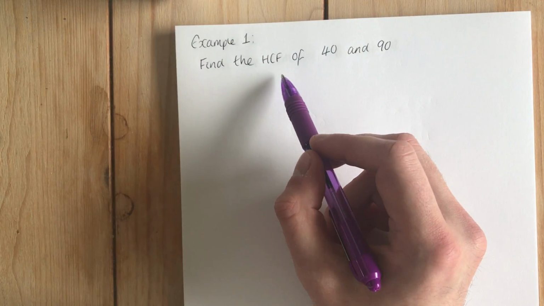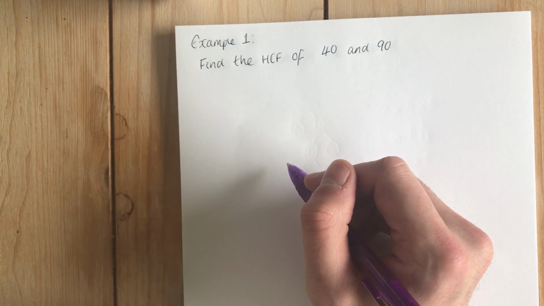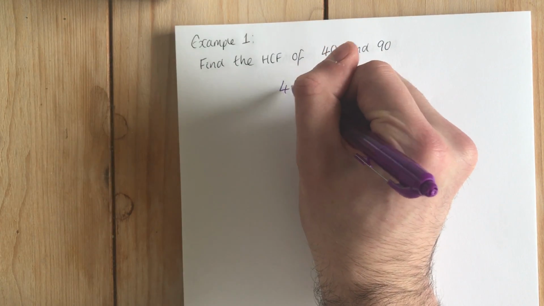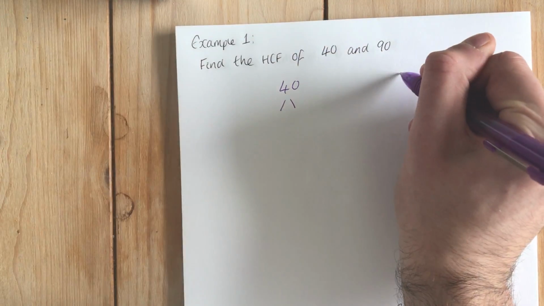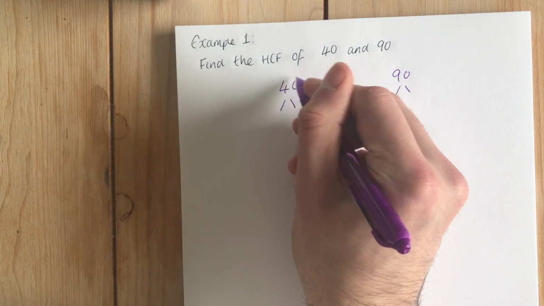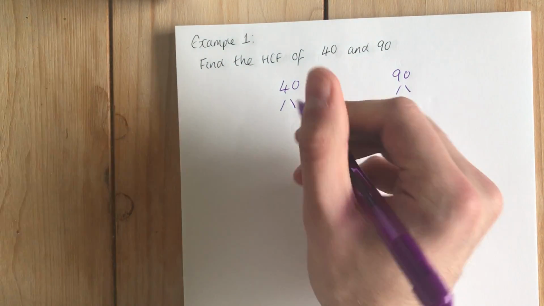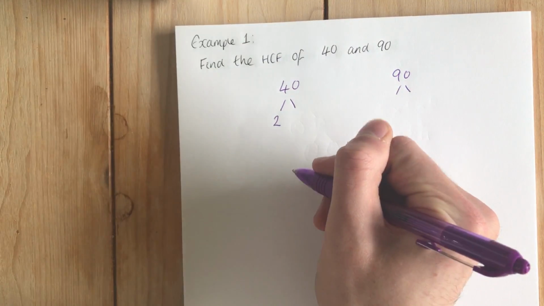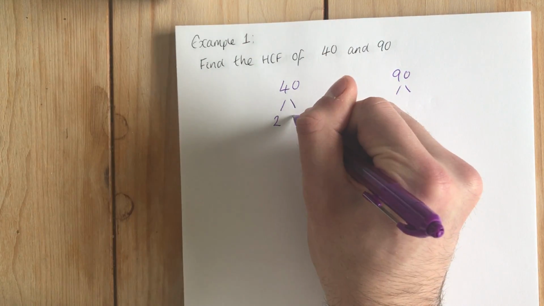Okay, so if I want to find the highest common factor of 40 and 90, the first thing that I need to do is to express both of those numbers as a product of primes. So if I start off with 40, I know that the number 2 goes into 40, and that's prime. And how many 2's go into 40? Well, that's 20.